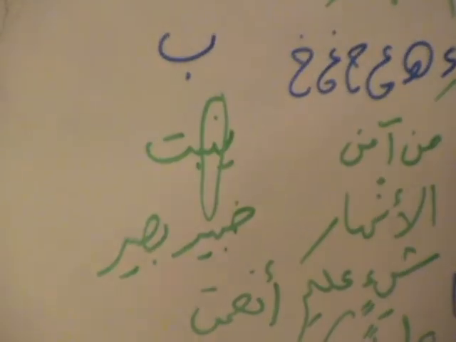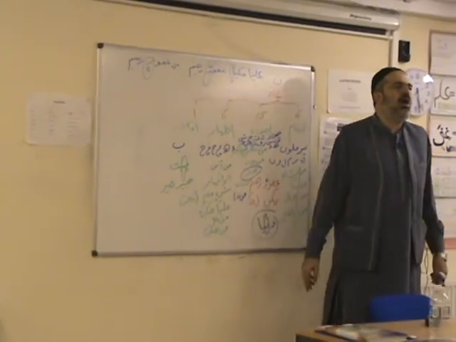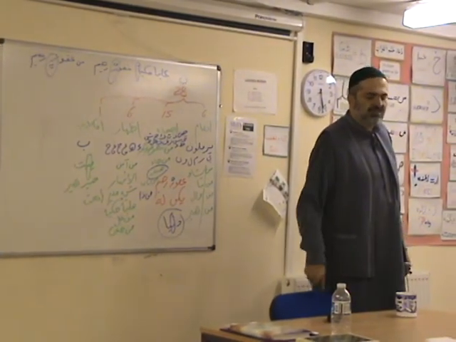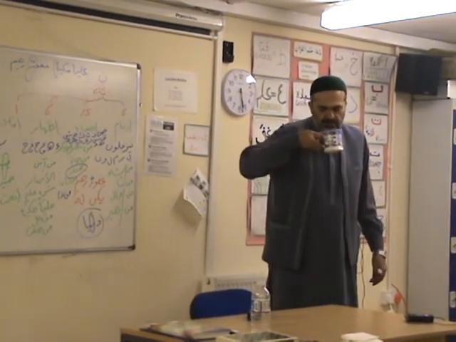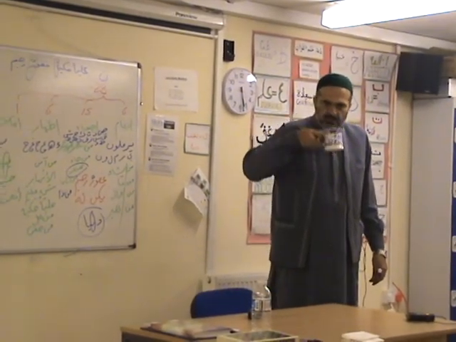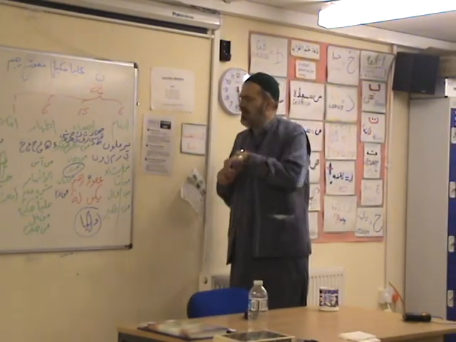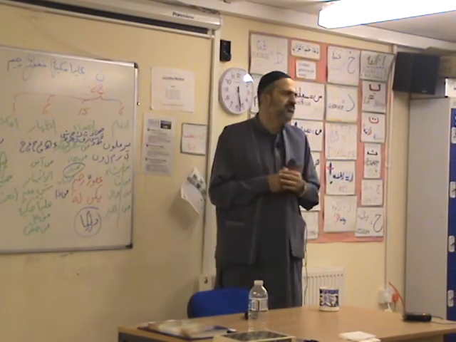It's changed. Why do we call it iqlab? Because we change the noon to meem. And for sure we are going to have it with ghunna after it for the ba. خبير با. The trace of the noon, or the meem, is going to be the ghunna that you have. These are the 4 rules for noon sakina and tanween, as you may see. Any question?